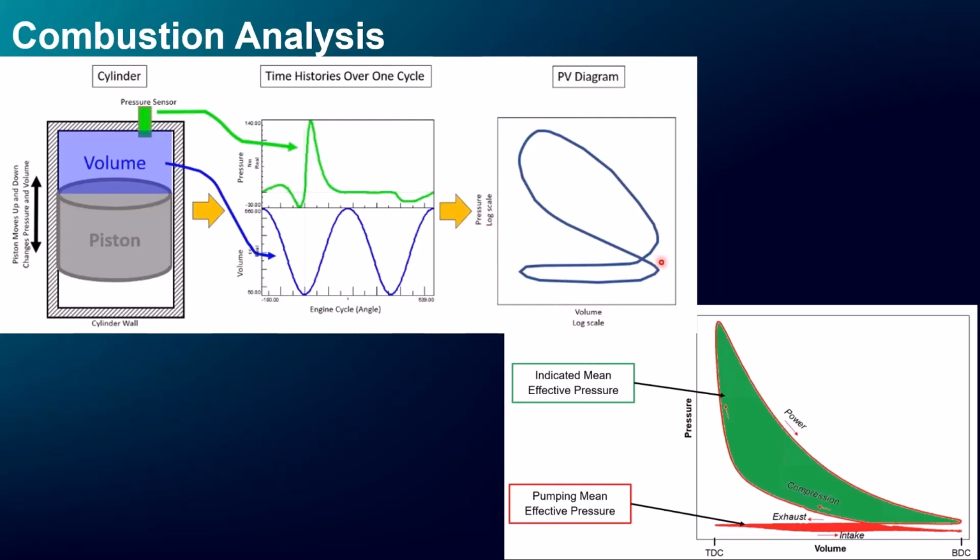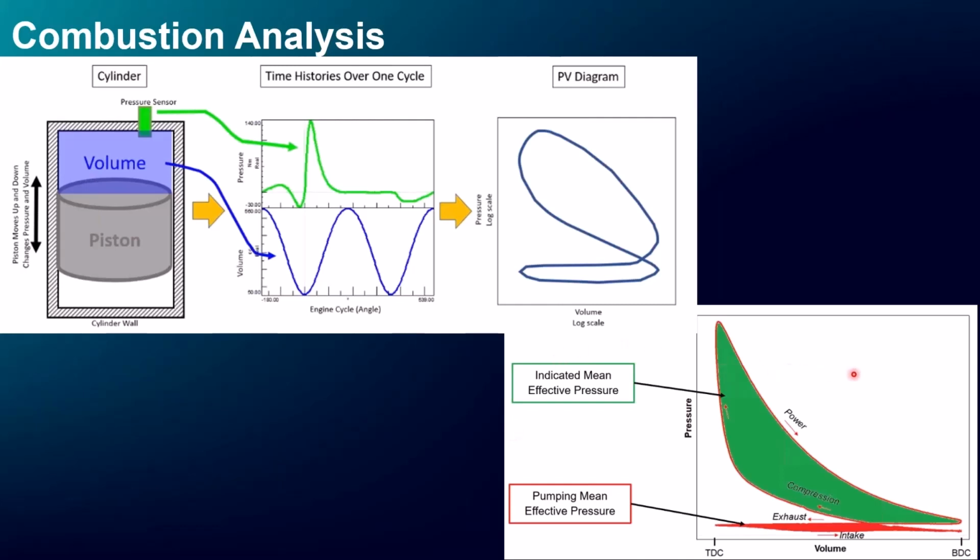Once you have this PV diagram, there are a lot of different combustion metrics that can be calculated. First of all, to understand this PV diagram, take a typical 4-stroke engine: you have the intake stroke, the compression stroke, the power stroke, and then the exhaust stroke. In the bottom part of this PV diagram, you see the intake, then it goes through compression, then the power stroke, and finally comes back to complete the exhaust stroke. So these are the 4 strokes in a 4-stroke engine.